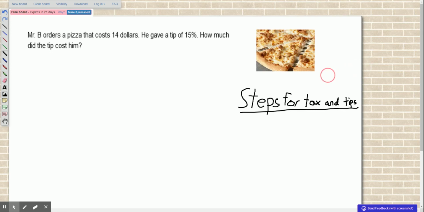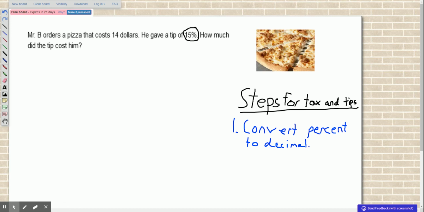Now, regardless of whether you are solving a tip problem or a tax problem, we solve these in the exact same way. So the first thing that we're going to do is take our percentage of 15% and convert that percent to a decimal. So I'm going to list out the steps down here. First step is convert your percent to a decimal. So we need to convert 15% to a decimal.